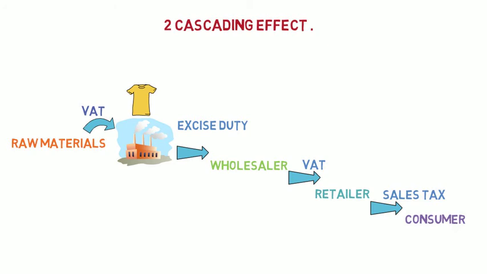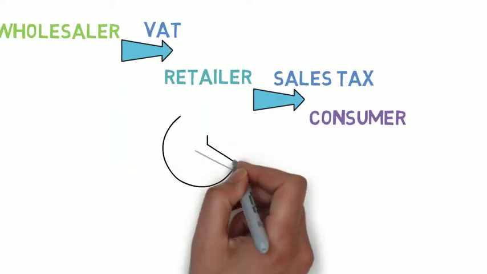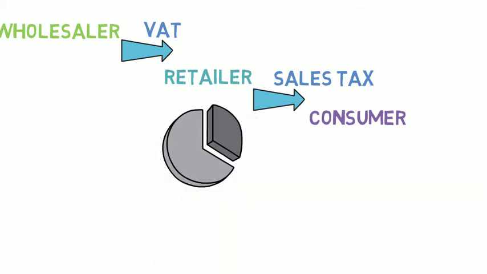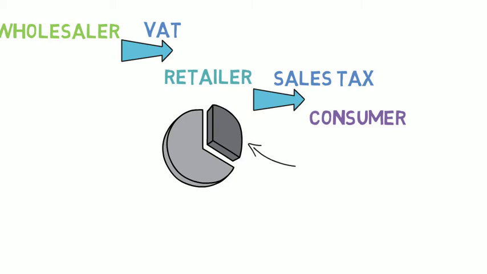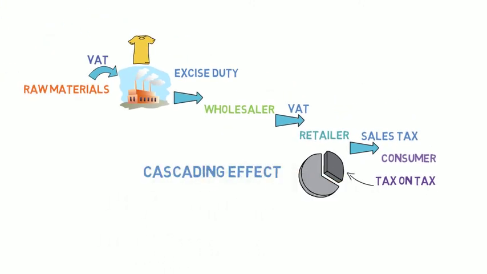Now at each stage, some value is added to the product. So taxing at every stage is fair. But the problem arises when at every stage the price of the product includes the tax paid at an earlier stage. So the consumer didn't just pay on the final value of the T-shirt, but he paid tax on an amount which included taxes paid at an earlier stage. This gives rise to tax on tax, and effectively the final price of the product is increased. This is called the cascading effect. GST solves this problem by allowing an easy input credit mechanism.